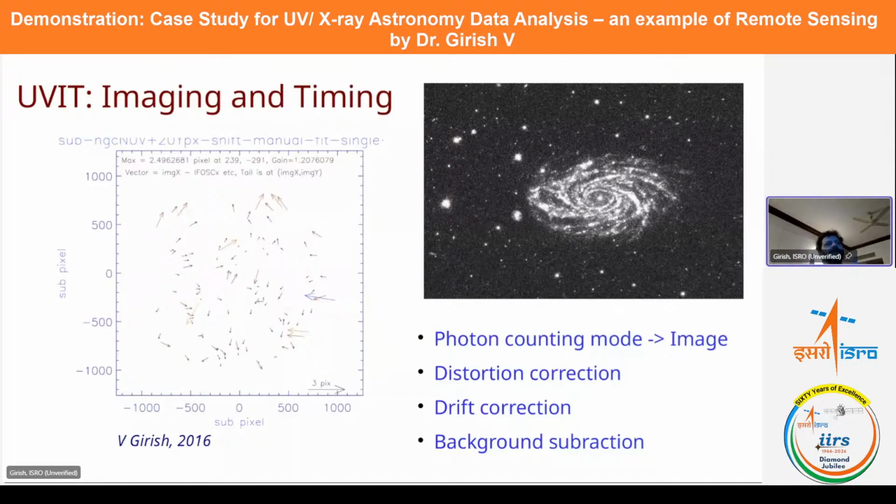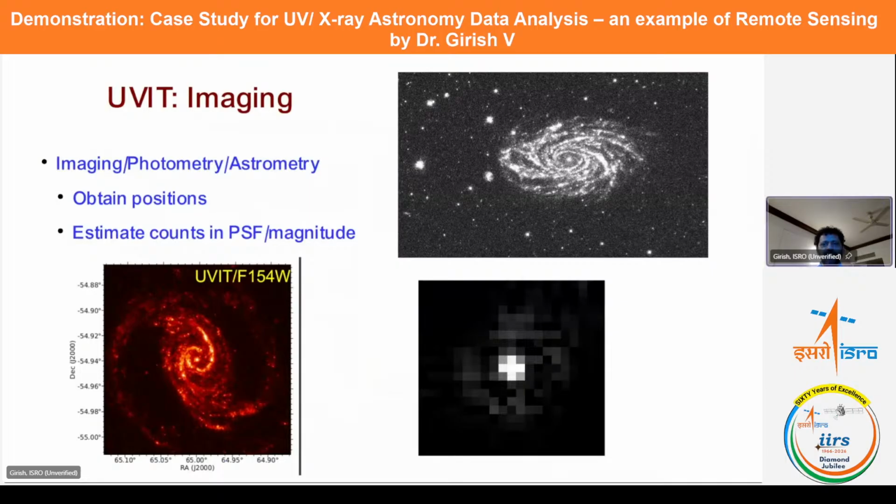So UVIT imaging works in this way. And we take a particular position of the UVIT image, and from that we calculate the number of photons, or the number of counts, in that particular area over time. We take the photons in a particular area and convert that into magnitude, and we get photometry. So this is about imaging.